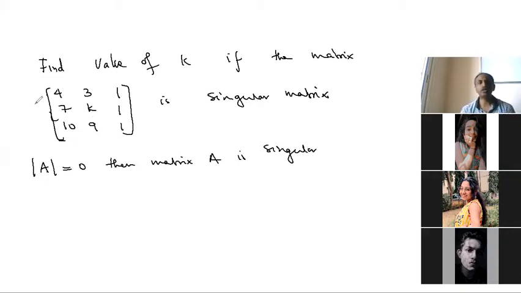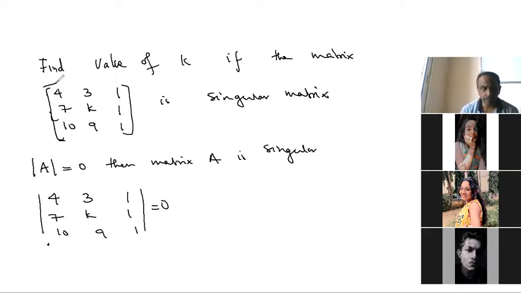So they have given you that A is singular. Therefore, its determinant 4, 3, 1; 7, K, 1; 10, 9, 1 should be 0. See, a determinant will have a value. A matrix has no value. You have to keep it in square brackets. If you put vertical bars, then it has a value. A matrix has no value, a determinant has a value. So if the determinant is 0, then it's singular.